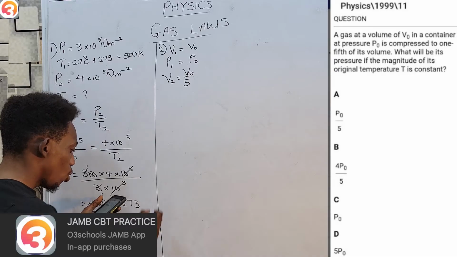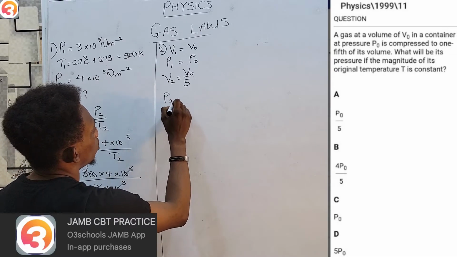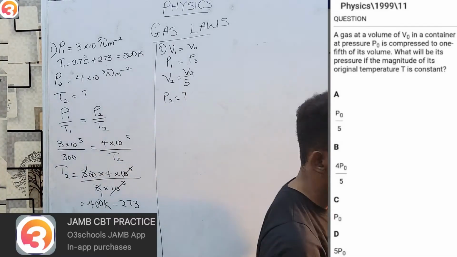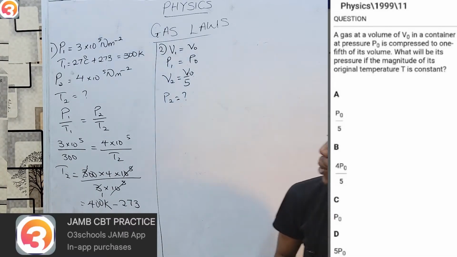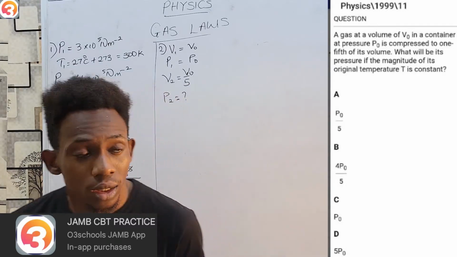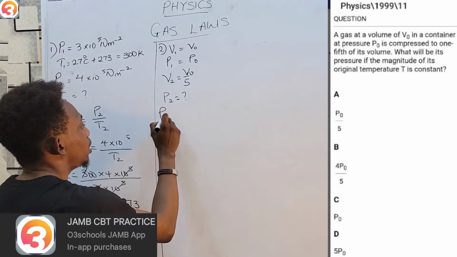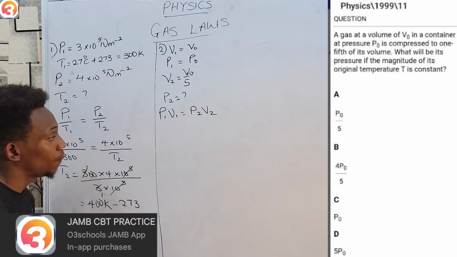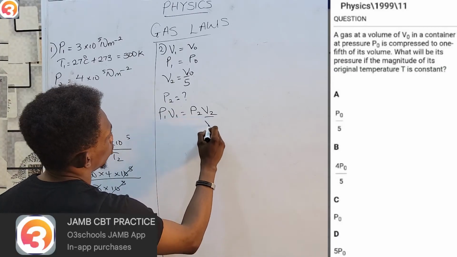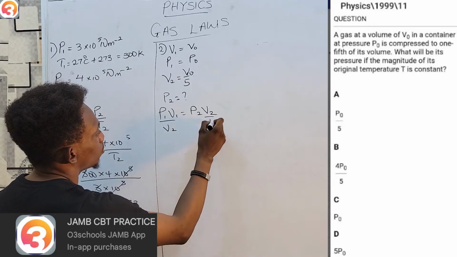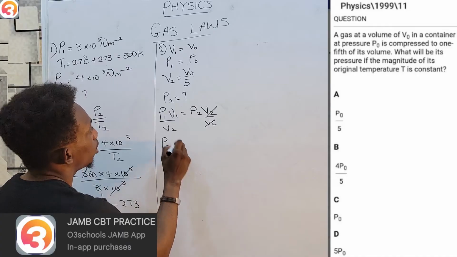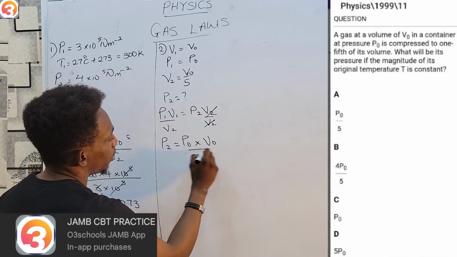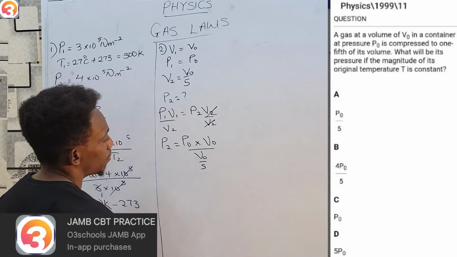I'm therefore asked, what will be its pressure if temperature is kept constant? Then again, to decide your formula, simply look at your parameters. I have P1 V1, P2 V2, and T is constant, which must mean that I am dealing with, as you are aware, Boyle's law. Therefore, I want to find P2, which will be P1, which is P0, times V1, which is V0, divided by V0 over 5.